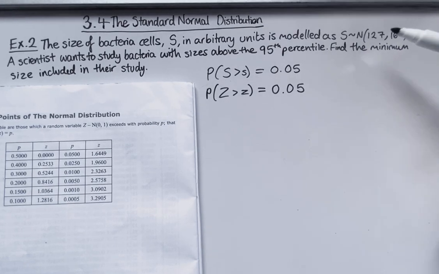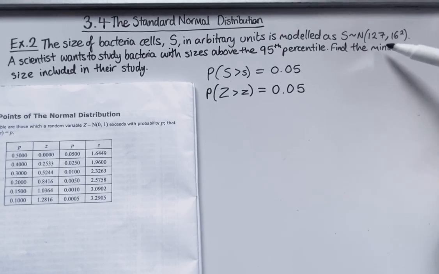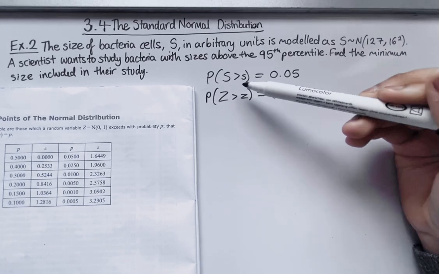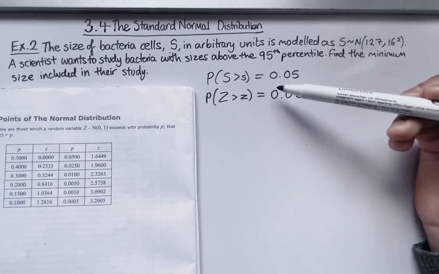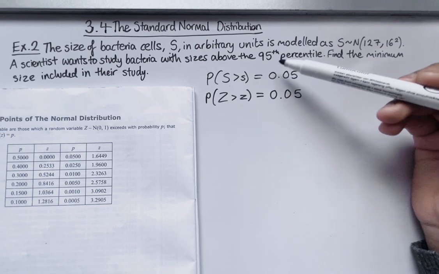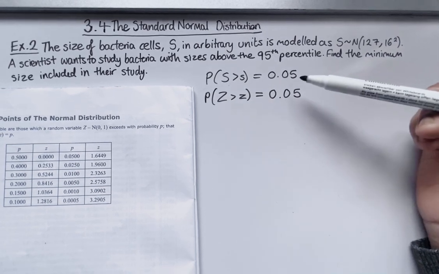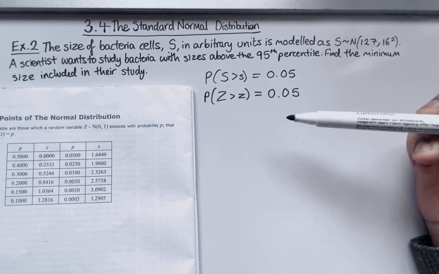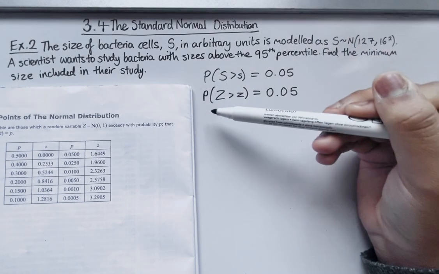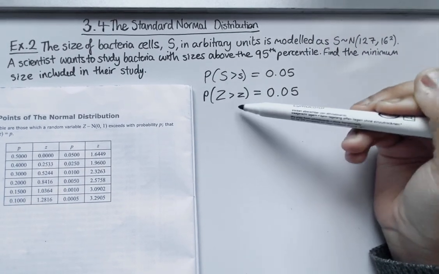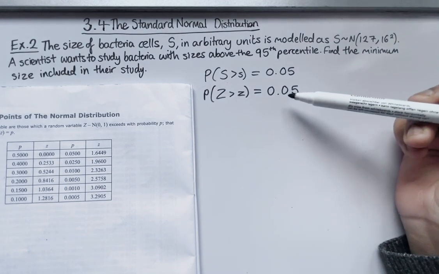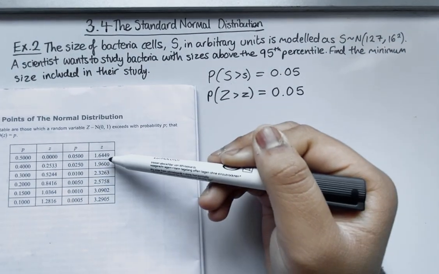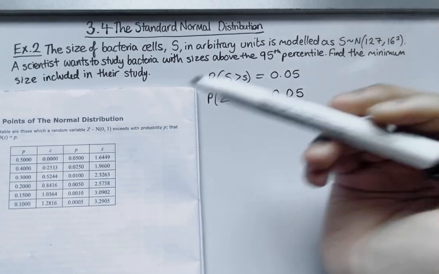We know S follows the normal distribution with a mean of 127 and a standard deviation of 16. We want to find s such that the probability that S is greater than s is equal to 0.05, as we want above the 95th percentile, so 5%. Now you can do this using the inverse normal, but for this example we're going to be standardizing it. So we want the probability that Z is greater than a z value is equal to 0.05. From the table, where p is 0.05, we get z has to be 1.6449.